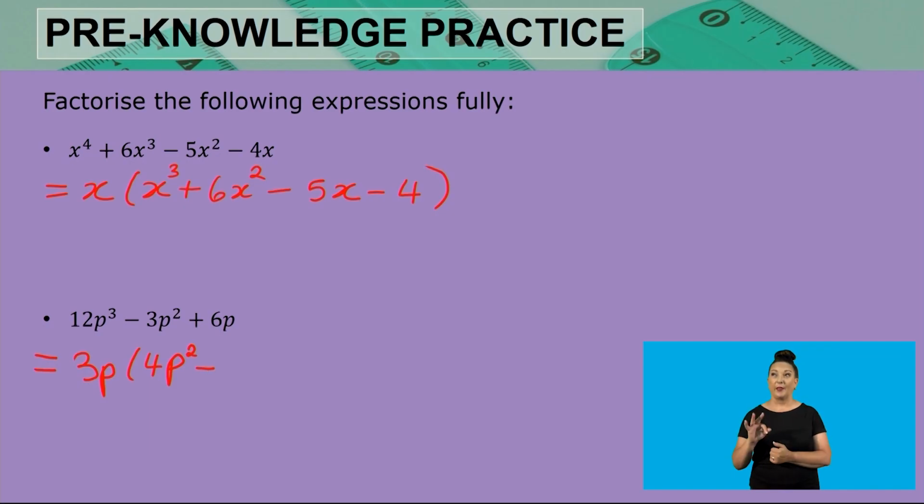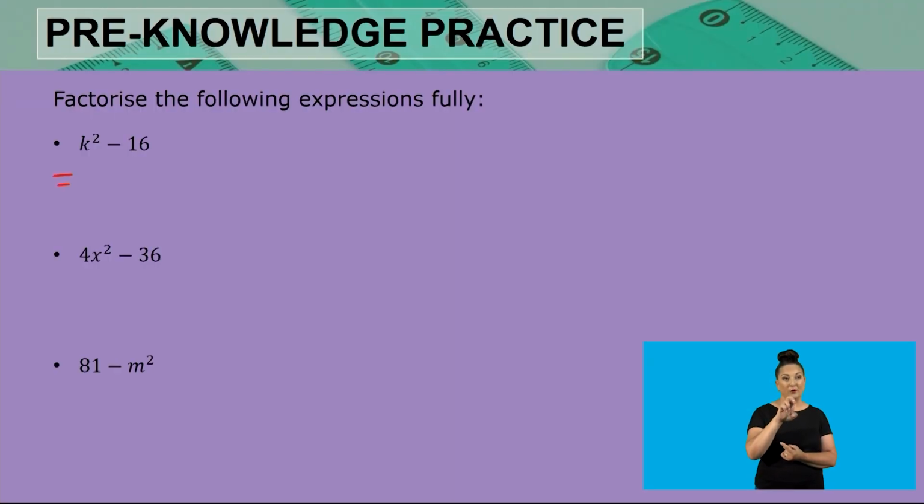Then 3p squared divided by 3p gives us p that is left there. We are adding, and the last term is 6p divided by 3p, and that leaves us with just a 2. That leaves us with a trinomial inside that bracket. And remember, every time we take out the common factor, we need to check, especially inside the bracket, to make sure that there is no other common factor that can be taken out.